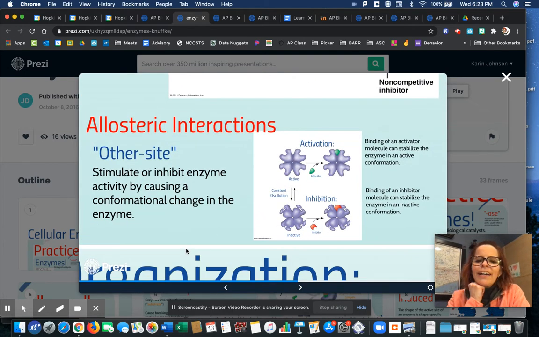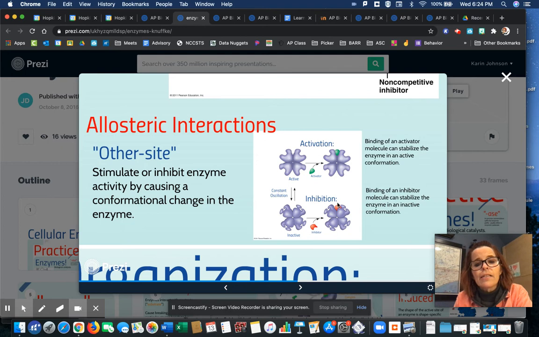There we go. All right, so in activation, it's possible to have a molecule that touches and causes all of the parts of the enzyme, all the active sites, to be ready. So they've activated. It says binding of an activator molecule can stabilize the enzyme in an active conformation so that you can basically ramp up the reaction and make it happen even faster. The opposite can happen. You can actually have inhibition where a molecule attaches in an allosteric site.